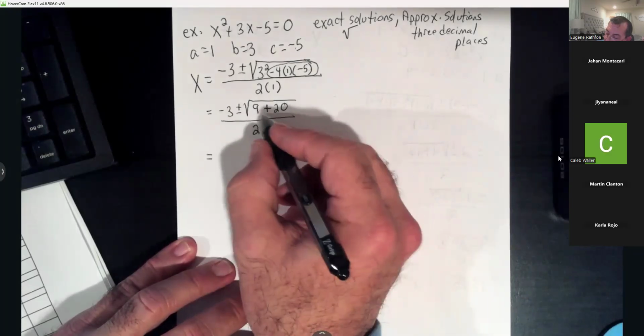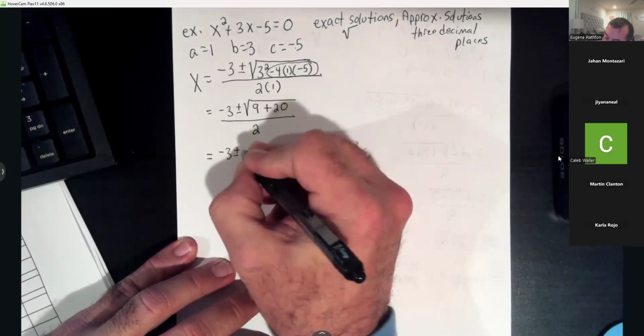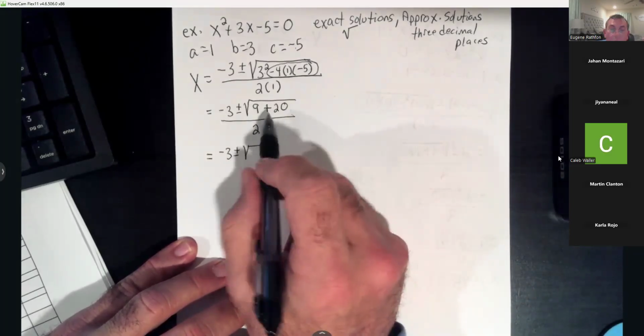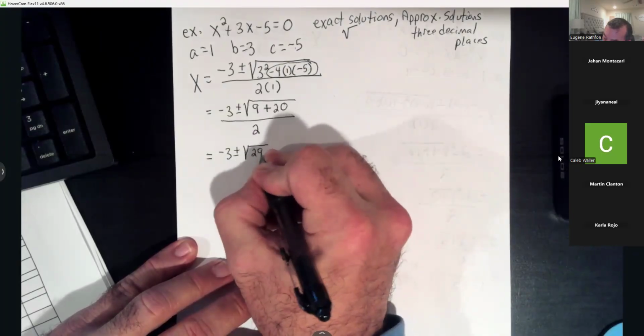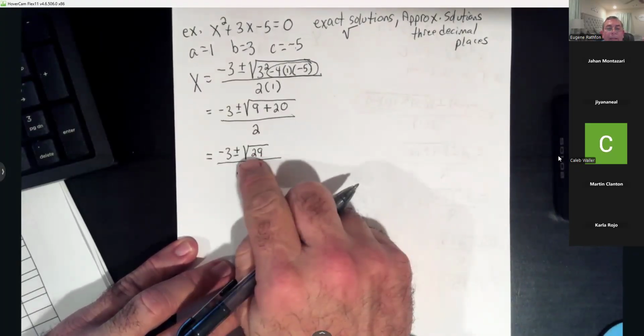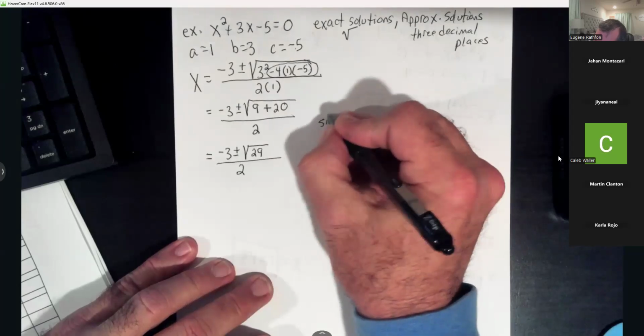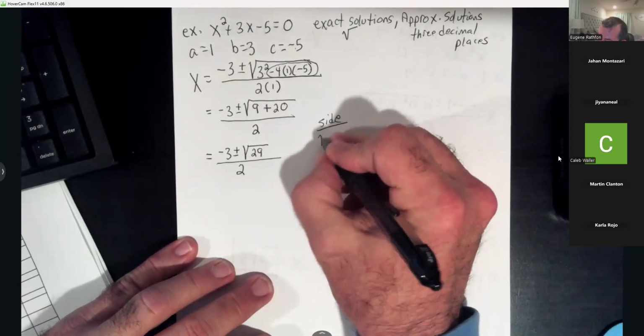All right, y'all, here we go. Adding them under the radical. So negative 3 plus or minus the square root of, 9 and 20 give me 29, all over 2. All right, so we're at the point where we need to try and simplify this square root of 29.